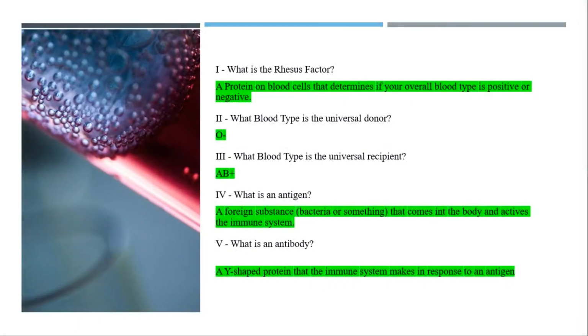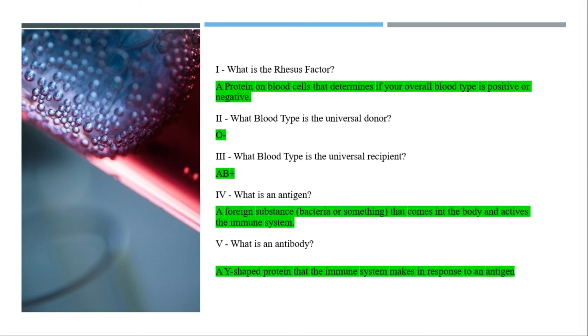So remember our rhesus factor in blood, it's a protein in blood, and it determines if your overall blood type is positive or negative. So you've got your main blood types. You have your A, your B, AB, and O. But then the rhesus factor determines, well, are you AB negative? Are you AB positive? Are you O negative, O positive, and so on. That's really important for blood transfusions and things along those lines.